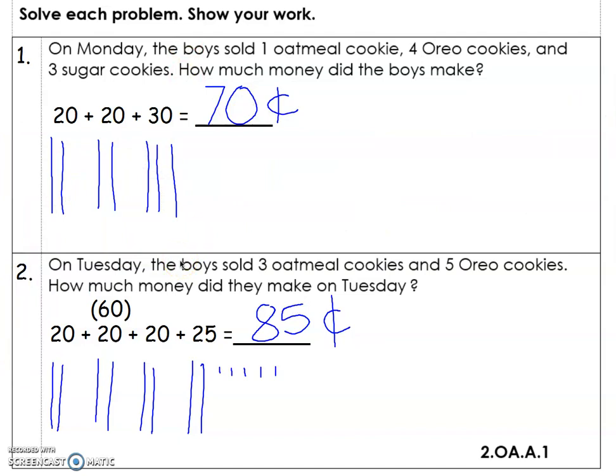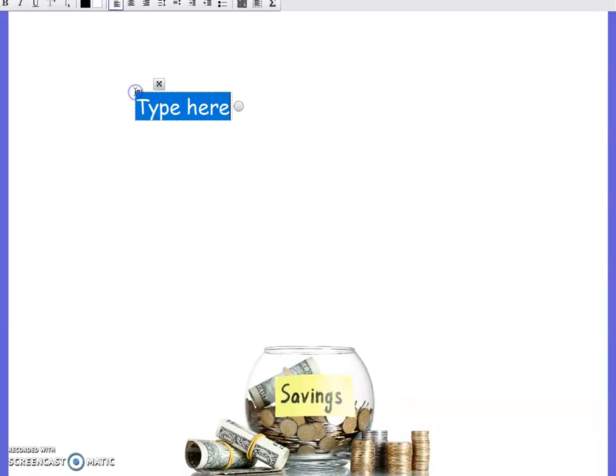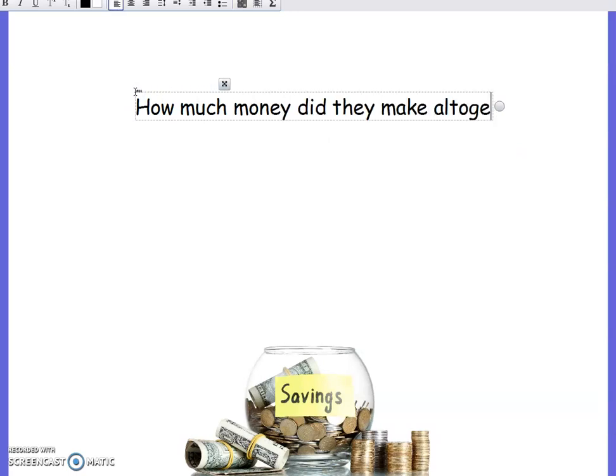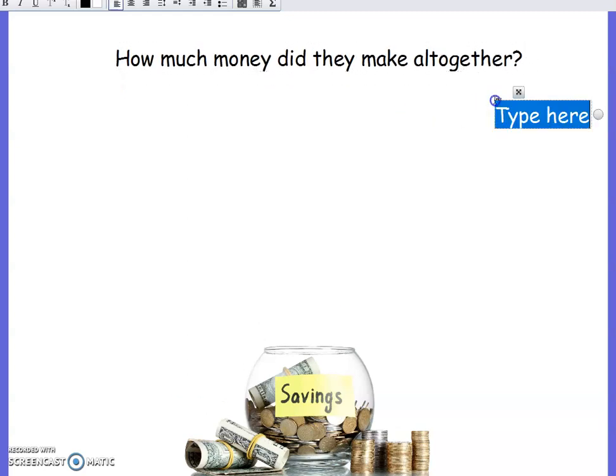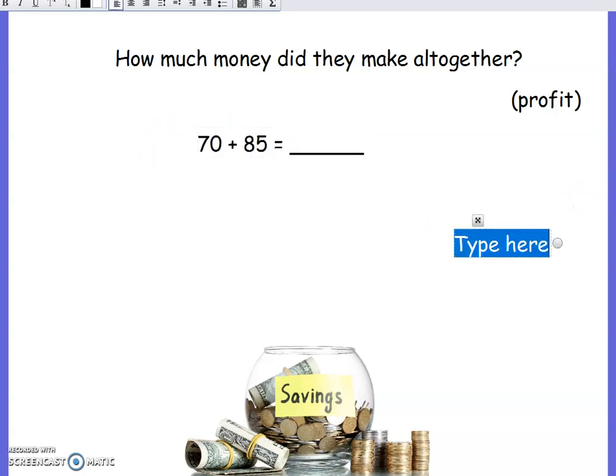Okay, so those are the 2 questions that I have now. What you can do if you want to challenge yourself is then see how much money the boys made all together. So we'll go over here. How much money did they make together? Because we're really looking for what the profit was. Right? So when you're trying to make a profit, you want to gain money. So they know they made 70 cents on the first day and 85 cents on the second day. So we're going to go ahead and add those up. Those are big numbers. So here we go.